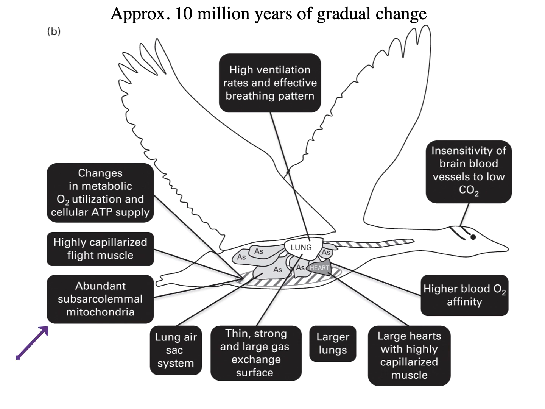And then abundant mitochondria, which increases the rate of oxidative phosphorylation in general. And then highly capillarized flight muscles, so you're feeding more oxygen to those flight muscles too, especially in low oxygen conditions. And changes in metabolic O2 utilization, that is the cytochrome oxidase in those mitochondria, and then a high ventilation rate and effective breathing pattern, so they would really breathe in a lot of gas with each breath, and not only part of that went to the lungs, but it also went to those additional air sacs.